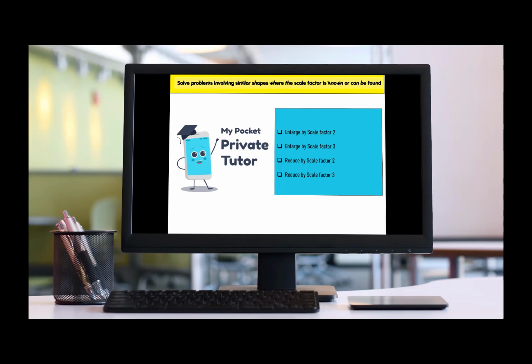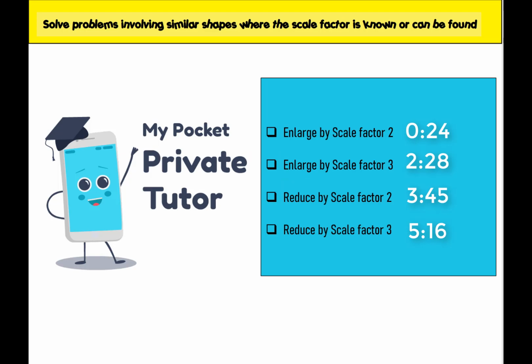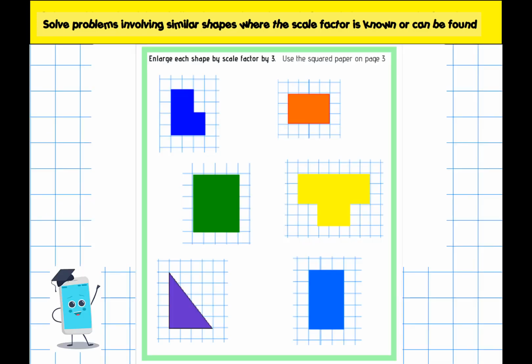In this video, we will learn how to solve problems involving similar shapes where the scale factor is either known or can be found. In this activity, we're going to first work through enlarging by scale factors 2 then 3, and then we'll move on to reducing by scale factor 2 and 3. For your first activity, you are asked to enlarge each shape by scale factors. Let's have a look at what a scale factor means.